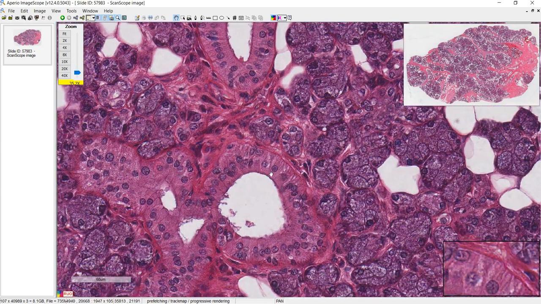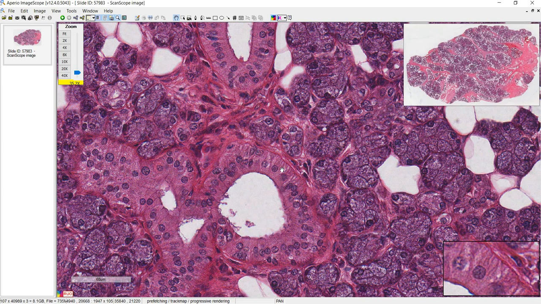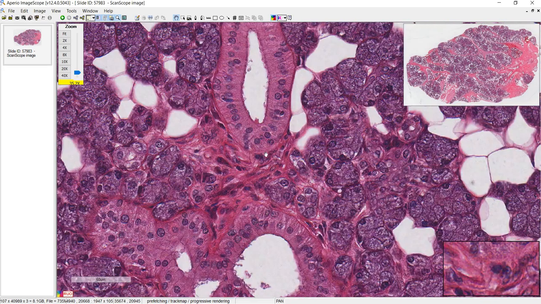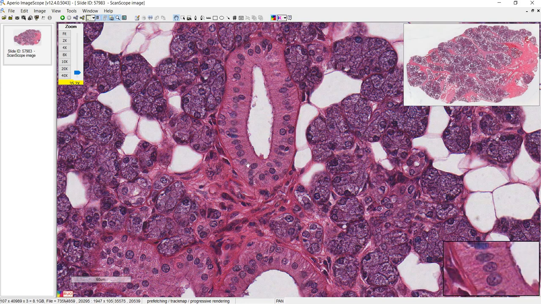So these epithelia are tall columnar. You see these little lines, which are the striations. They're infoldings of the basement membrane with mitochondria. And the nuclei are in the middle of the cell. So that's how you tell it's a striated duct.